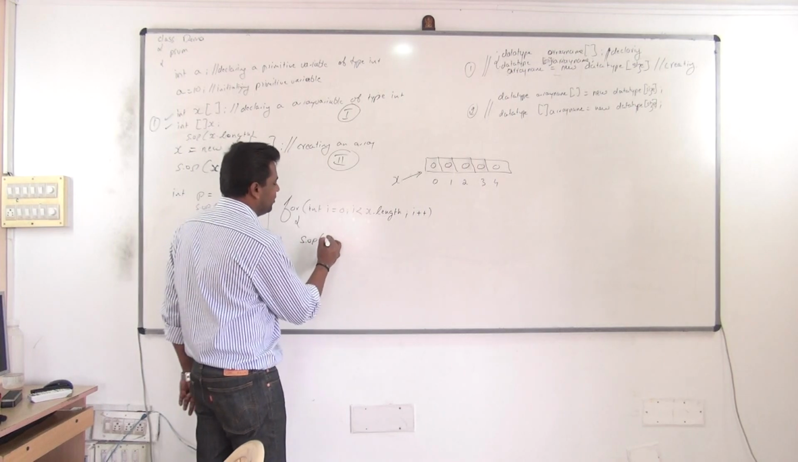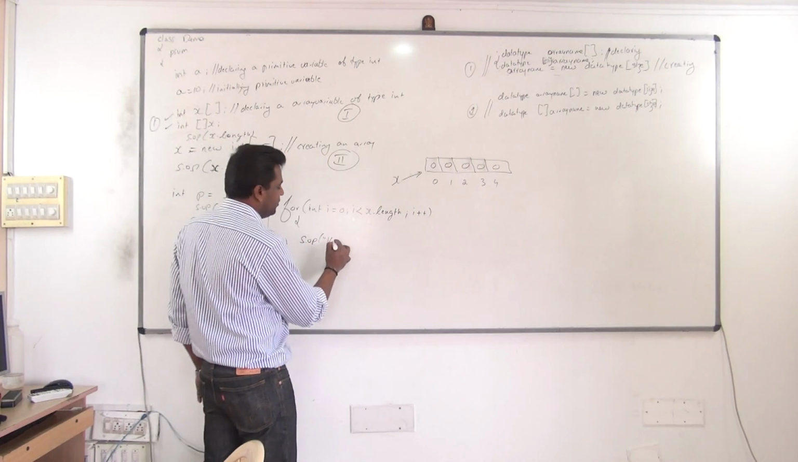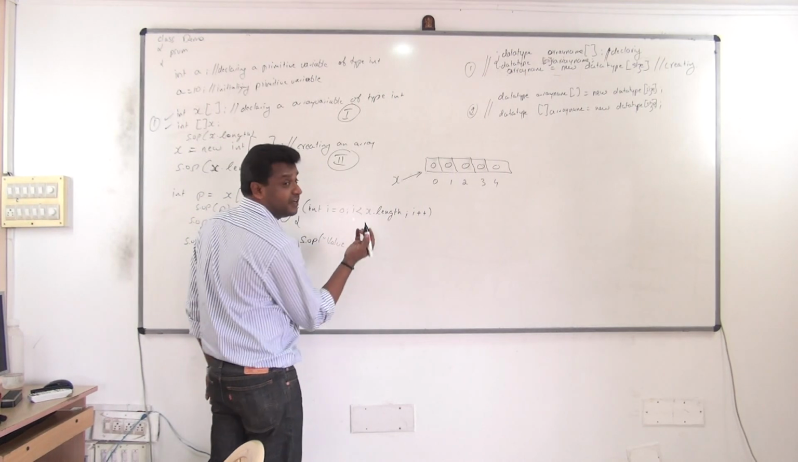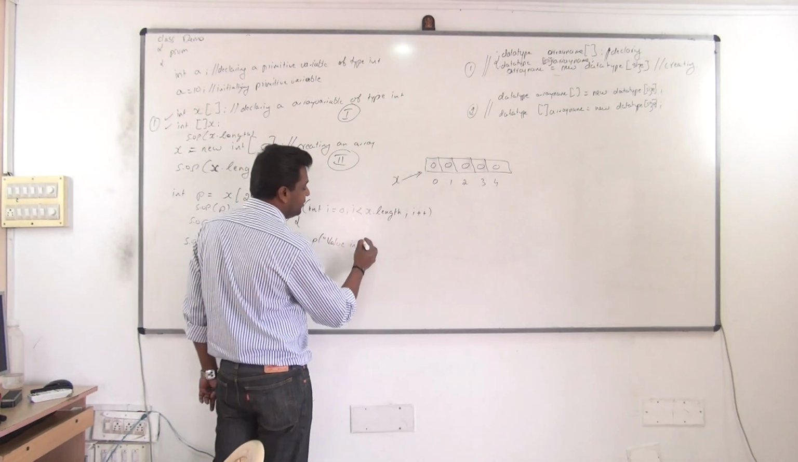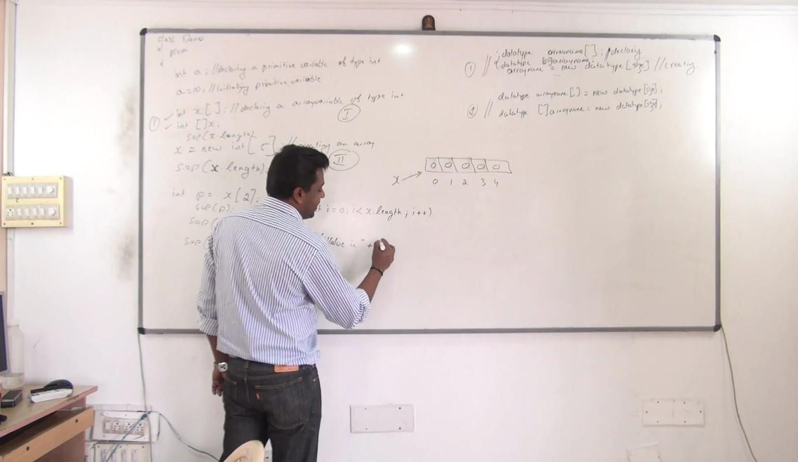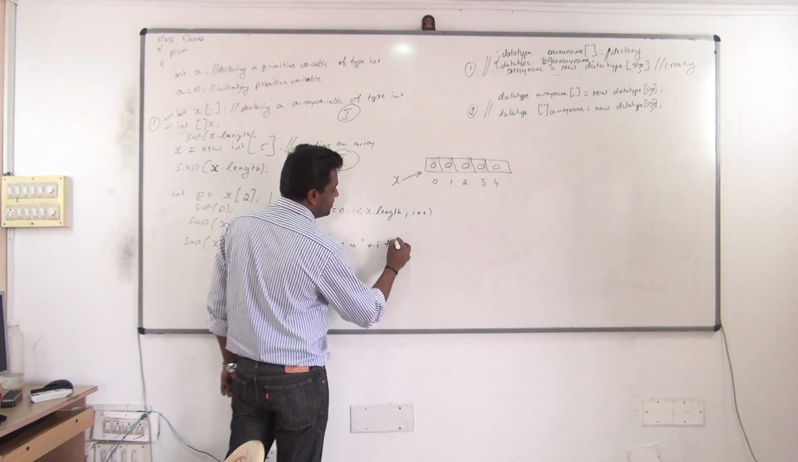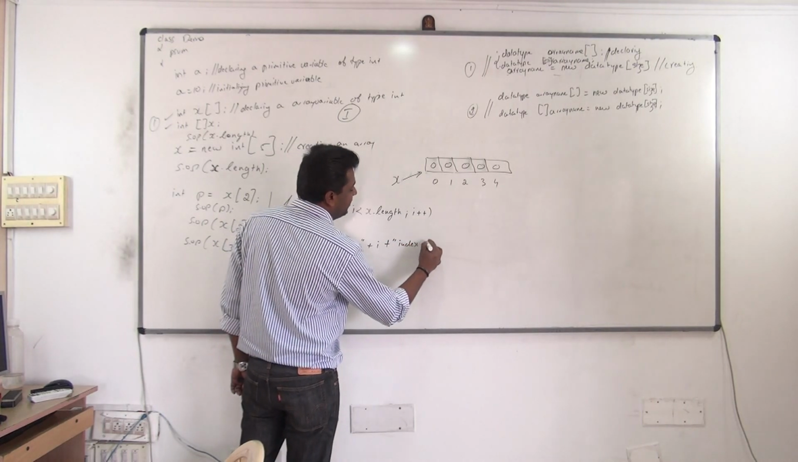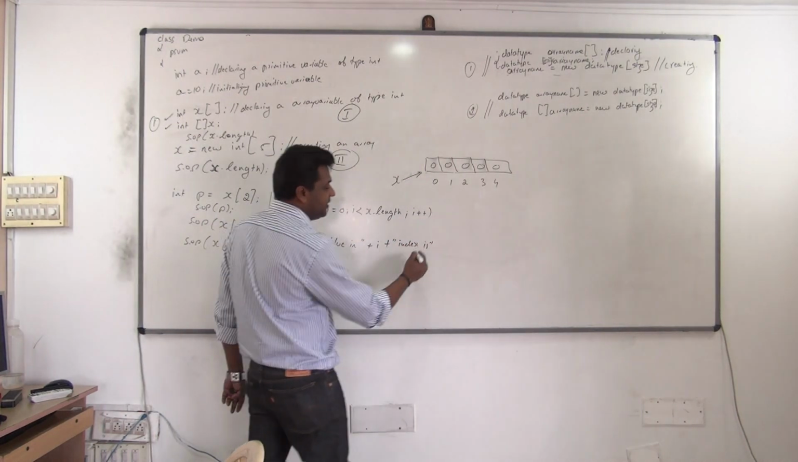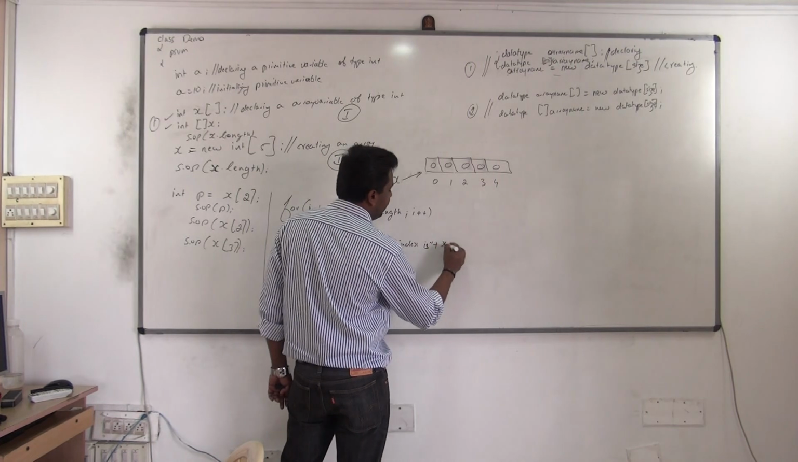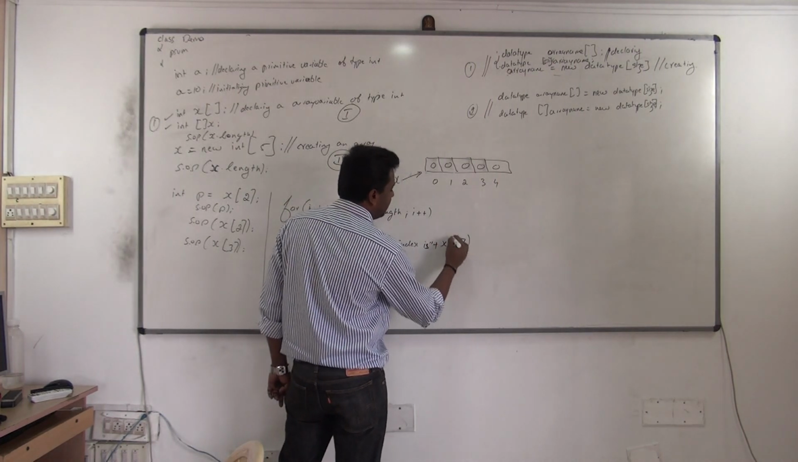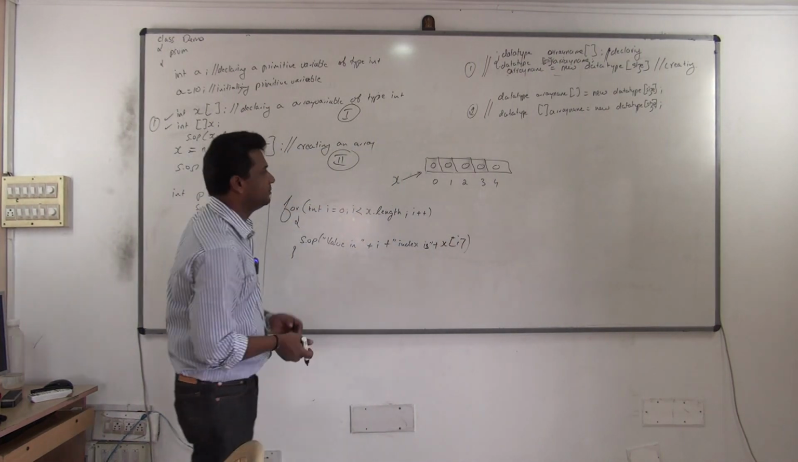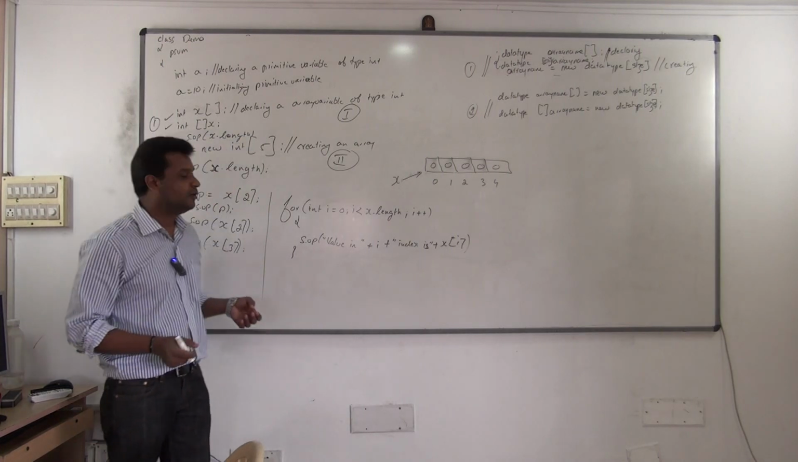I'm just printing here, nothing else. I'm not using any value. I'll print "value in" plus i, again plus "index is", you can append now, you know how to append now, "index is" plus x of i. So what happened now? It will start looping now.